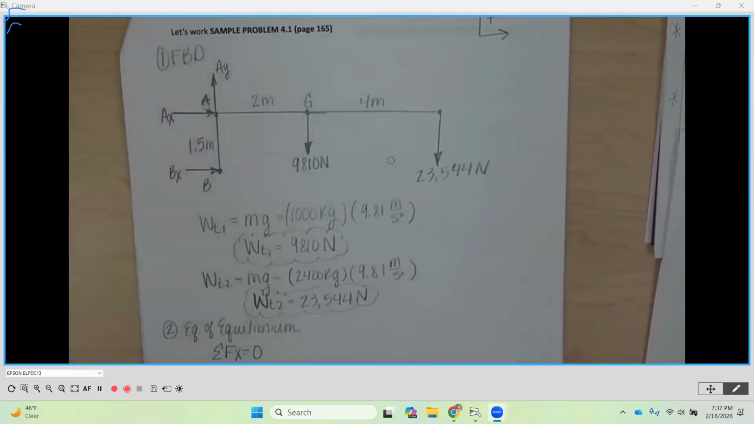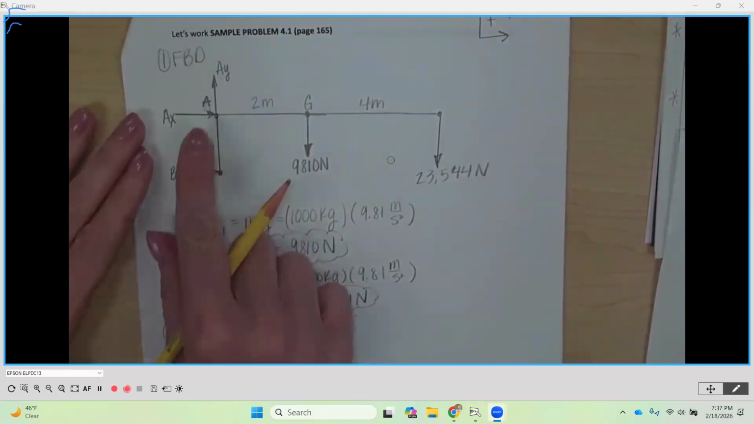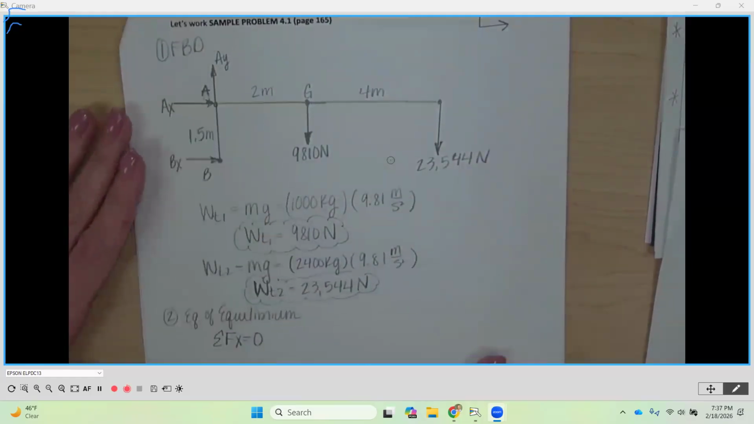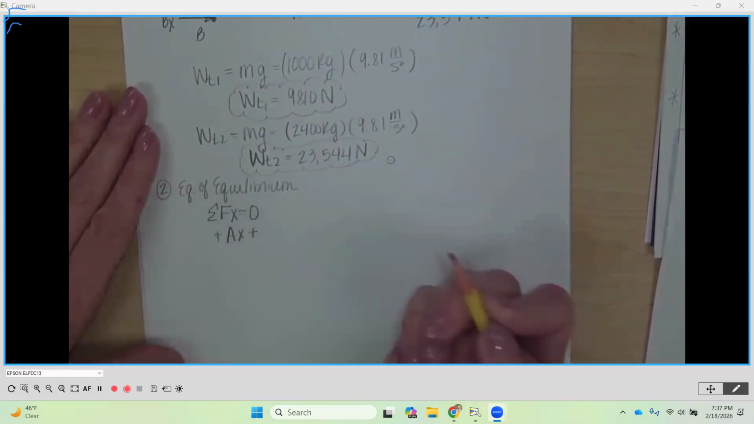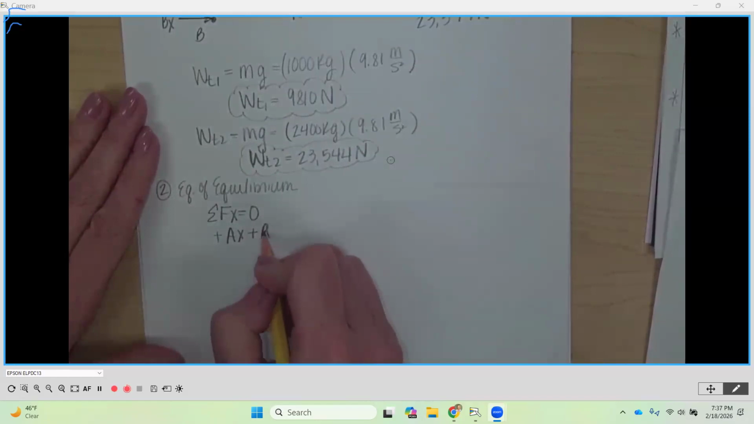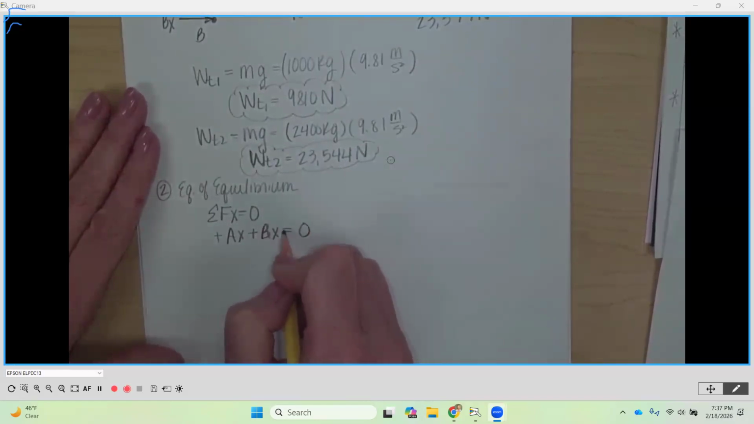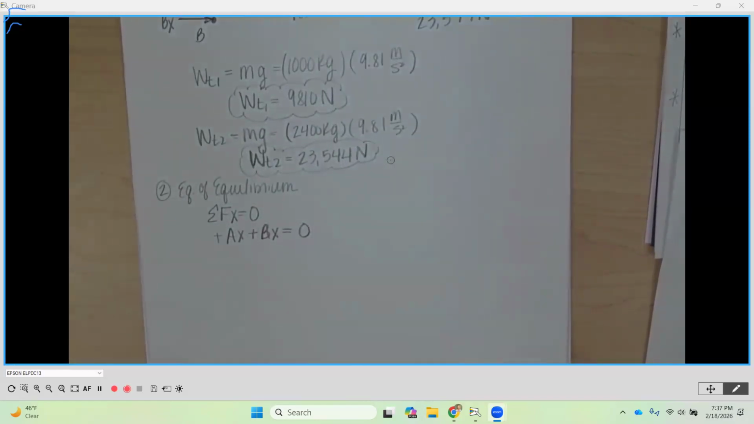This time we have 2 forces in the X. We have a positive AX and a positive BX. So we're going to say AX plus, if you want to put the positive out front you can do that, plus BX equal to 0. There are only those 2 forces, so we set them equal to 0. Unfortunately, we don't know either one, but we're fine. We'll probably come back to that, so we'll just leave this here.